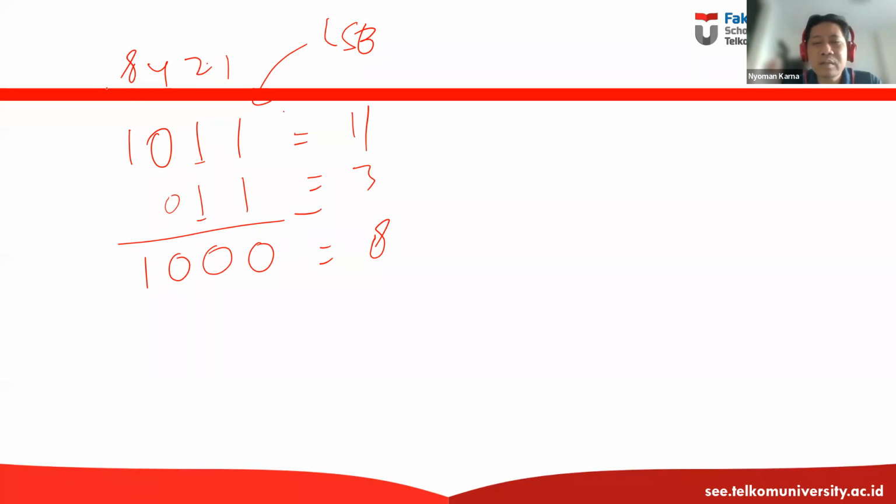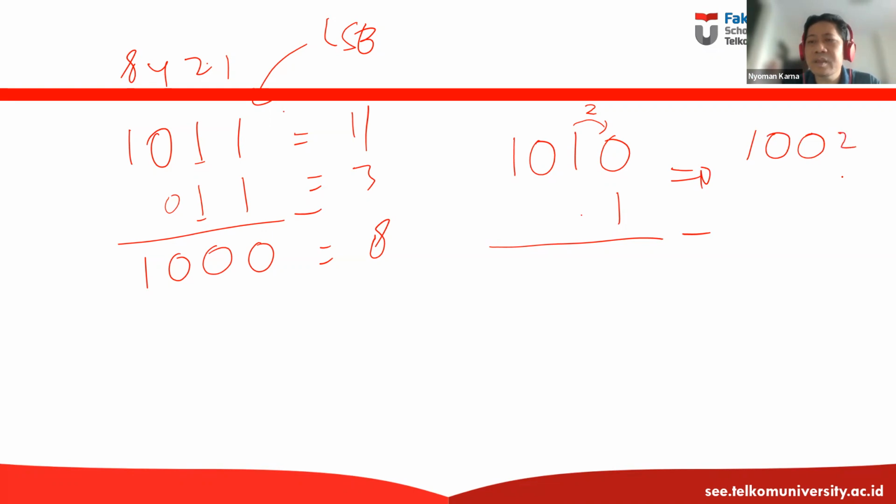Now let's do the subtraction, but in this case we're going to use borrow. Now let's say I have 1, 0, 1, 0. And I want to subtract this with 1. Now let's start with the LSB. 0 minus 1. No, can't do that. I need first to borrow from my left hand. So I'm going to borrow from here, and the value of borrow is 2. So this is actually going to become 1, 0, 0, 2. And then 2 minus 1 is 1, and then 0, 0, 1.